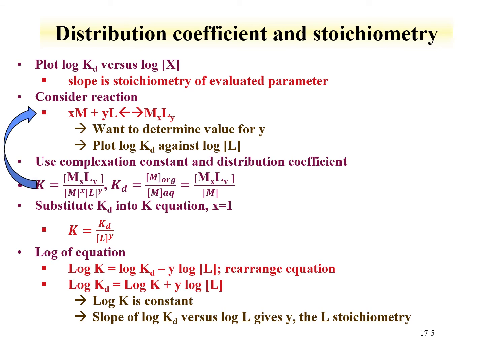The complexation constant is shown here, if this is our equation, this is our chemical reaction. The complexation constant is the organic soluble product divided by the concentration of metal ion raised to the stoichiometry, times the concentration of ligand raised to the stoichiometry. The distribution coefficient, as we said earlier, is the concentration of the metal ion in the organic phase divided by the concentration of the metal ion in the aqueous phase. And from this equation, it turns out the distribution coefficient is just the concentration of the metal X ligand Y complex divided by the concentration of the metal.